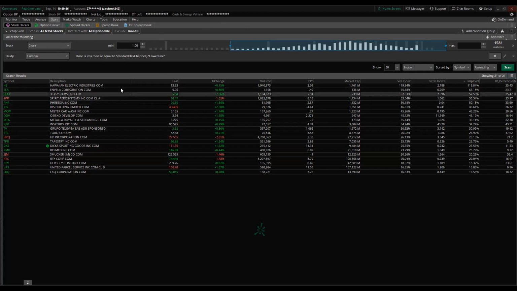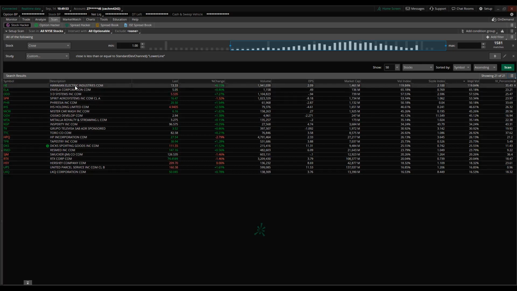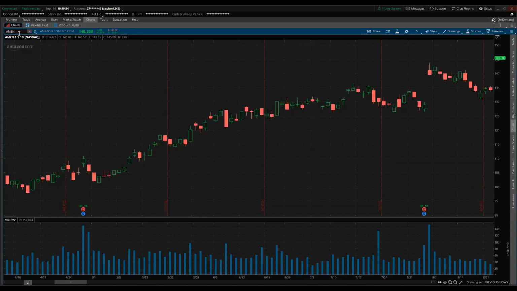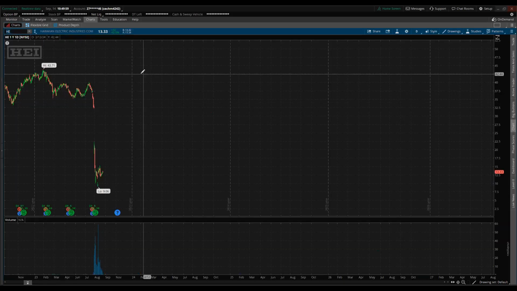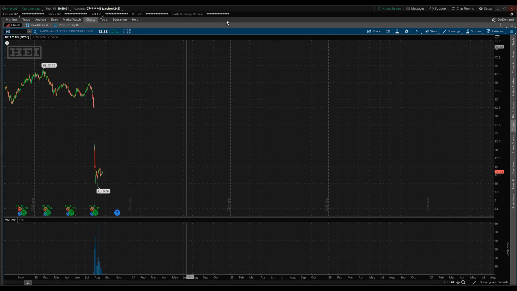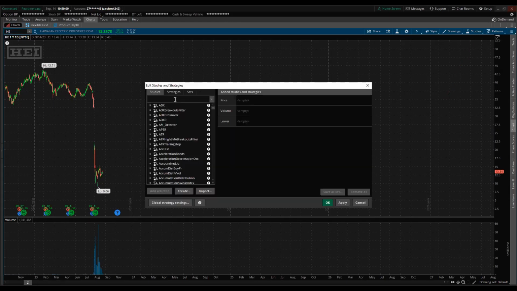Now we can see which one of these potentially has a good setup. The first one is HE, Hawaiian Electric. We'll come over to our chart and type in HE. Now, we don't have our standard deviation channel on here, so there's something we need to do. We need to set up our indicators. We're going to go over to studies, click in here, go to edit studies, and type in standard again. This is going to bring up our standard deviation channel.